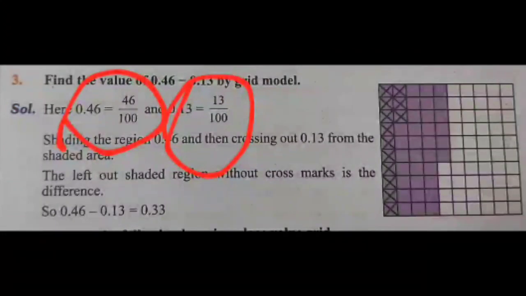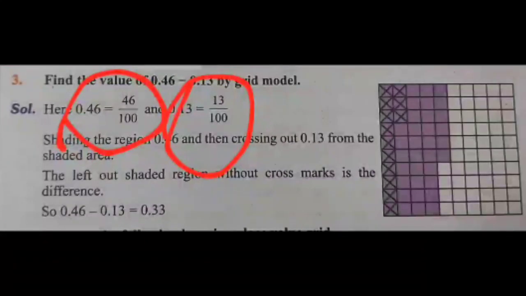Now for that, the first number is 0.46 and the second number is 0.13. So 0.46 is nothing but 46 by 100 and 0.13 is nothing but 13 by 100. For 0.46, we have to shade the given part by purple color. 46 boxes we have to shade.